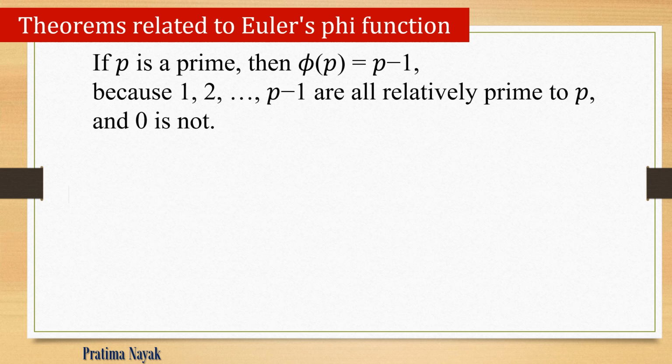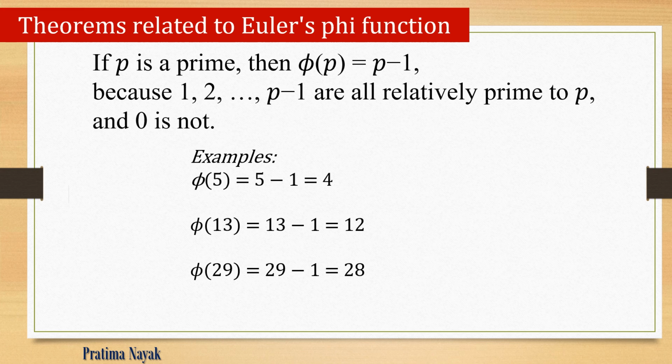For example, we had already found phi of 3: 1, 2, 3. The GCD of 1 and 3 is 1, and the GCD of 2 and 3 is 1. So there were 2. Here 3 is a prime number, so you can directly write 3 minus 1, that is equal to 2.